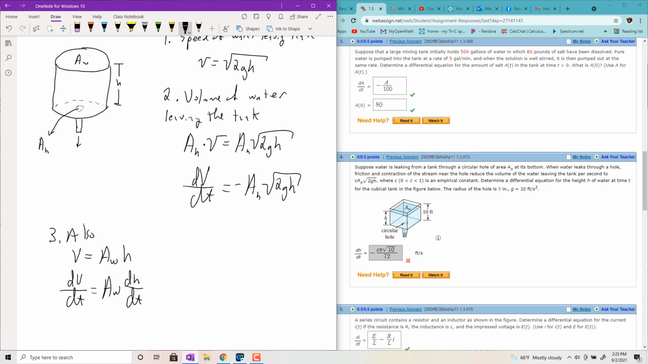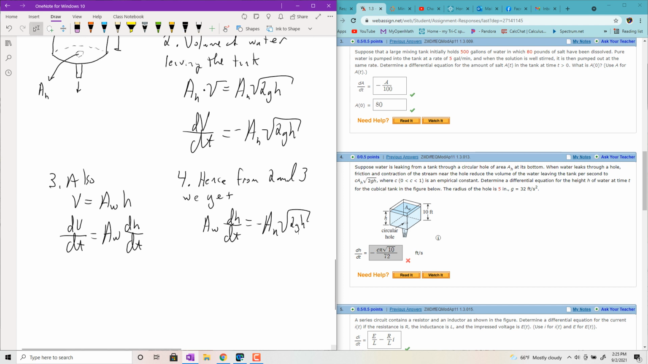And then you can combine these formulas from step 2 and step 3 here in my little outline, and produce this following factoid. So hence from 2 and 3, we get A sub W times the rate of change of the height with respect to time equaling negative A sub H times the square root of 2gh. And then solving, we can get a formula for the rate of change of the height of water in the tank, which is kind of what we want for our homework.